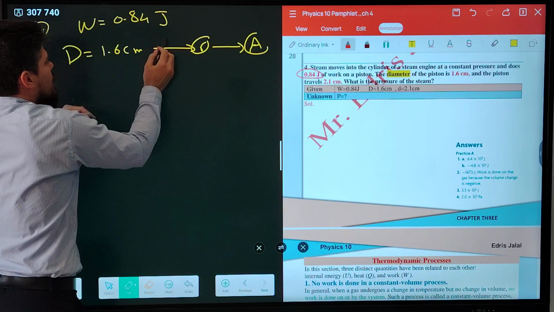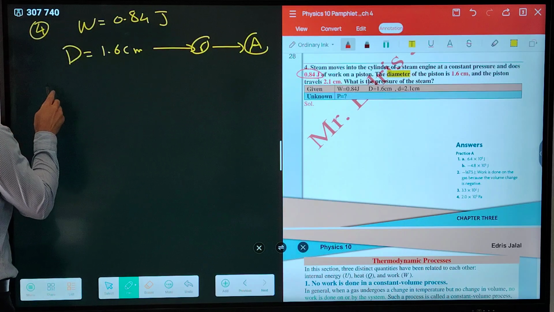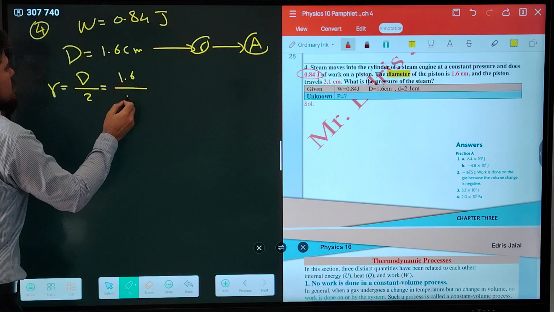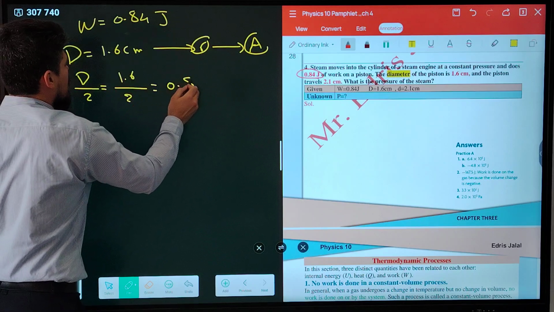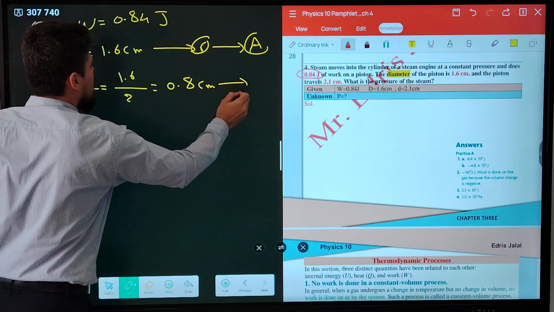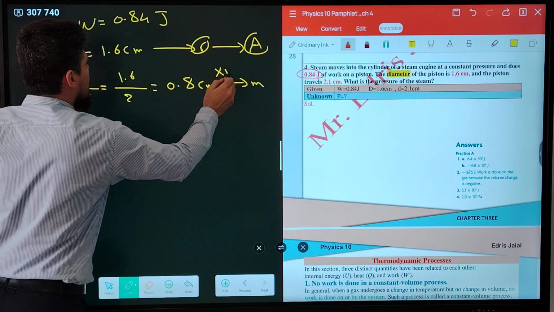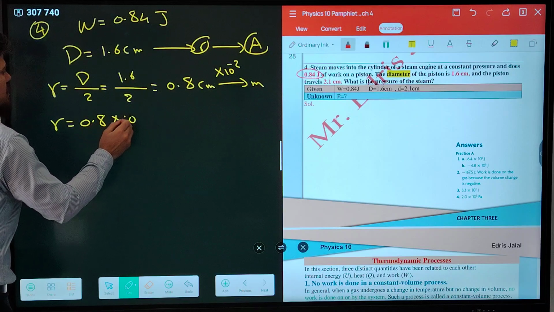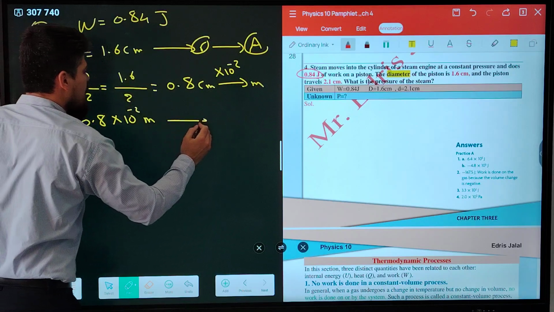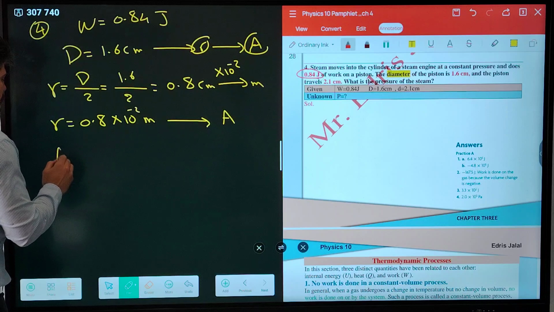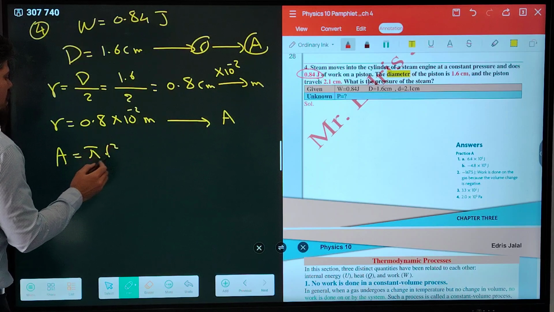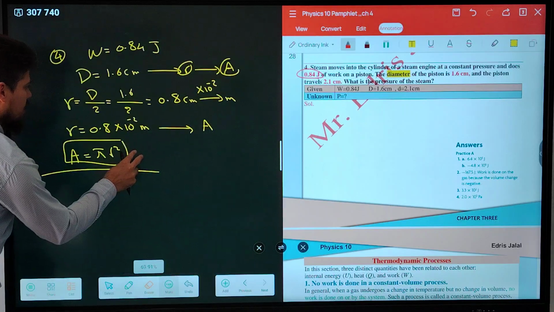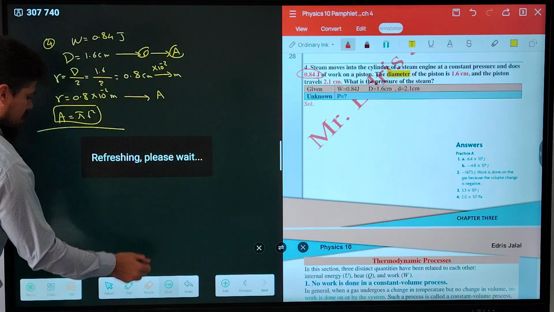How can you convert to radius? Radius is equal to what? Look, diameter divided by 2. 1.6 divided by 2 is equal to 0.8 centimeter. Convert to meter. How? Multiply by 10 to the power negative 2. Now radius is equal to 0.8 times 10 to the power negative 2 meter. After that convert to what? Area. Area is equal to pi r squared. So for any question when diameter is given, you have to do the same process.